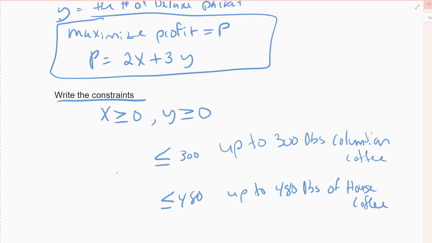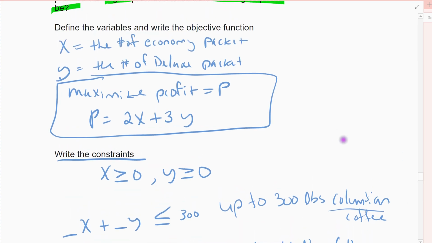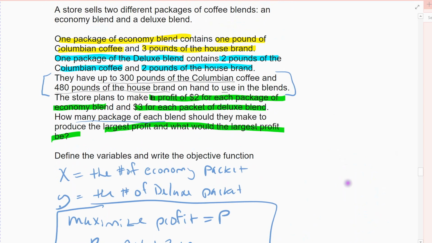I can't go over it, so that's why it's the less than case. And so I've got my X and my Y, which I have to fill in with my Colombian coffee, and the same thing for the second one. I've got my X and I've got my Y. And so remember, X represents the economy, Y represents the deluxe, which I believe is the yellow line is the economy, blue line is the deluxe.